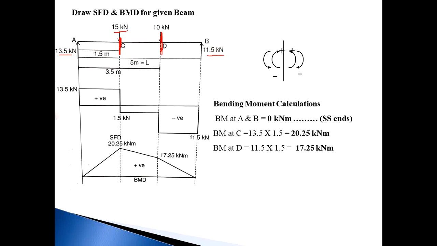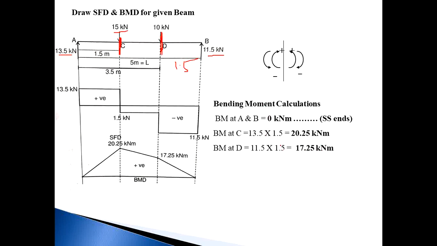So RB is a force of 11.5, and the distance of RB from point D will be 1.5, because this is 3.5 and the total span is 5. So 5 minus 3.5 is 1.5. This distance is 1.5 meter. So force 11.5 and distance 1.5. The direction of the moment with respect to D is anti-clockwise, and we know an anti-clockwise moment on the right side is considered positive. So 11.5 into 1.5 is equal to 17.25 kilonewton meter. This is the bending moment value.